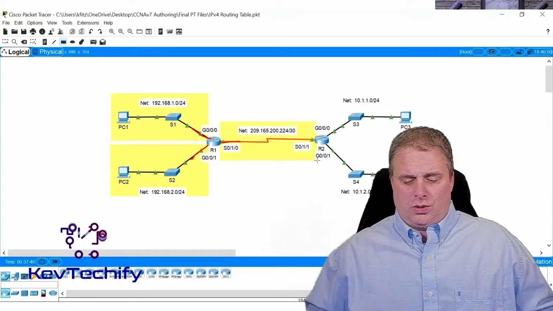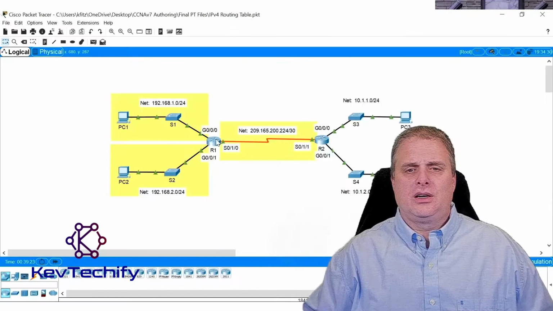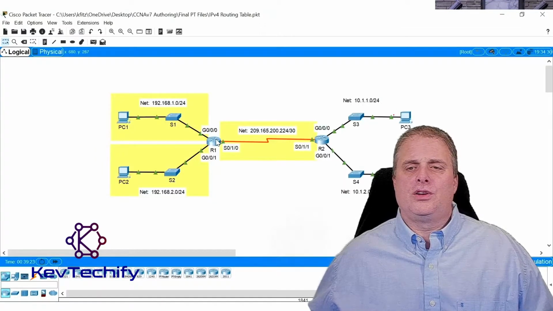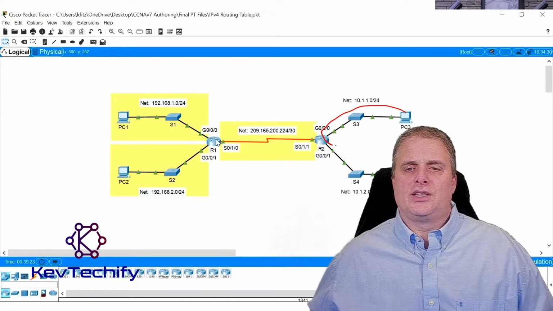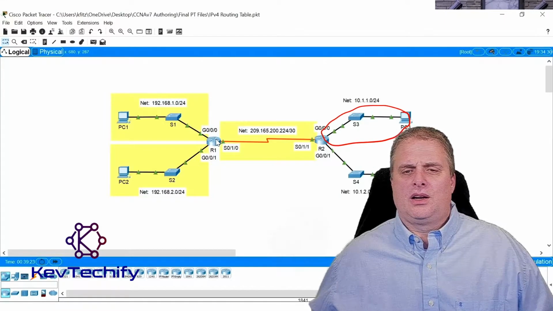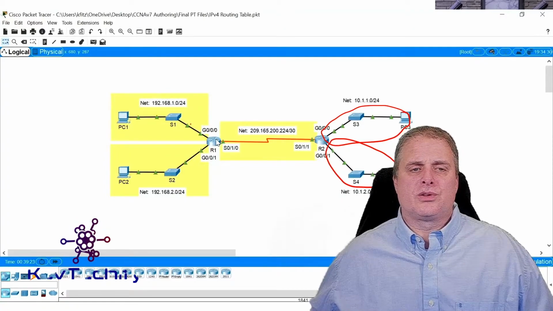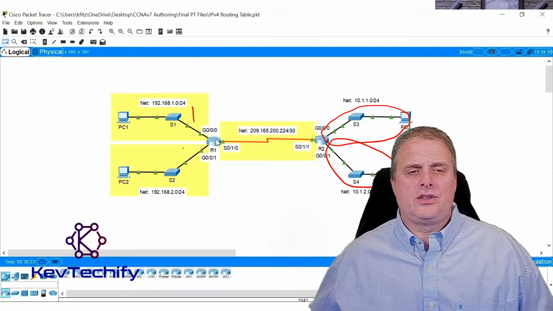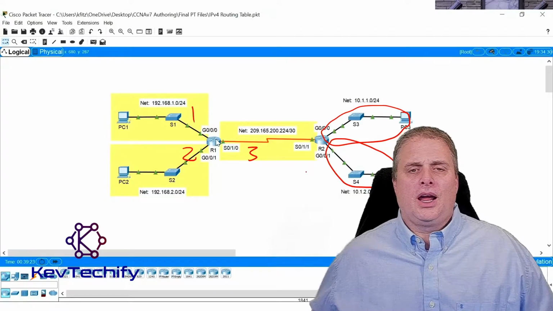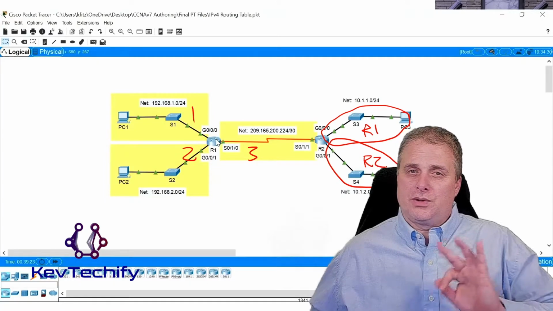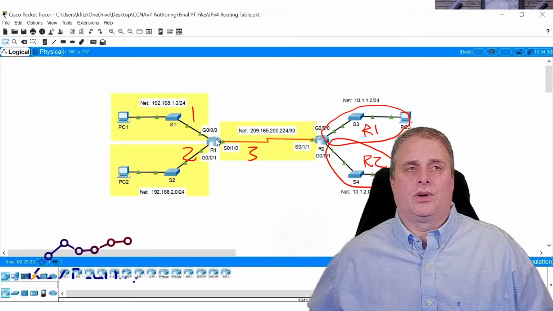If we want to look at the total amount of networks here, there's also 2 more for R1. There's 2 more remote networks. That's this network here and this network. So there's a total of 5 networks. For R1, there's 3 directly connected, 1, 2, 3, and there's 2 remote networks. R1, we'll call it, and R2. 5 total networks, 3 directly connected, 2 remote networks.